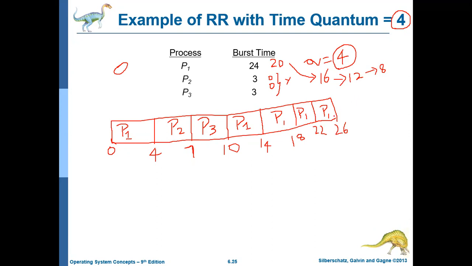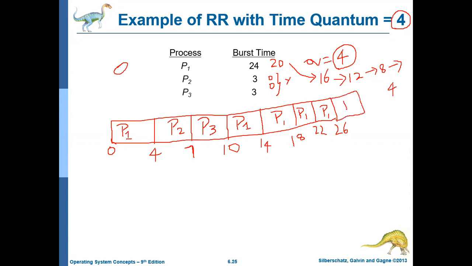So after 14 milliseconds, the leftover is 16 milliseconds. After 18 milliseconds, the leftover is 12 milliseconds. After 22 milliseconds, the leftover is 8 milliseconds. After 26 milliseconds, the leftover is 4 milliseconds. So one more slot it will take.